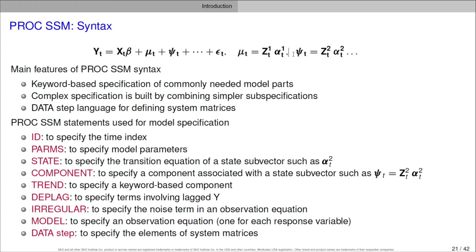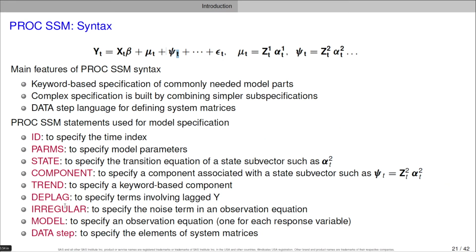The next statement, the dep lag statement, is used to add lagged response variable terms in the model. The irregular statement is used to specify the noise term in the observation equation. And finally, the model statement is used to specify the observation equation of a response variable. In the multivariate case, a separate model statement is needed for each response variable. So in a model statement, you specify the response variable, one for each response variable, if this y happens to be a multivariate vector. And you specify the regression variables, you specify the components that you have defined before, and that completes the model specification.